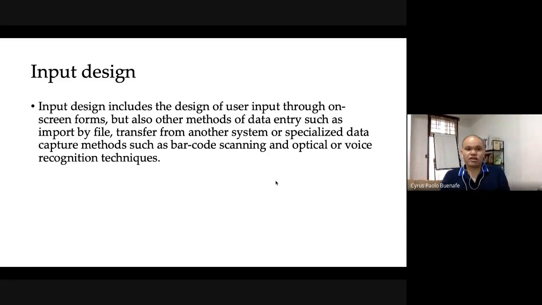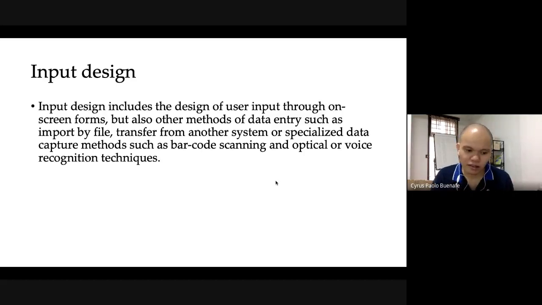Okay, input design. Input design includes the design of user input through forms, but also other methods of data entry such as import by file. So if we're just going to import files, or transfer from one system, or specialized data capture methods such as barcode scanning or optical or voice recognition techniques. There are many ways. At least designing your forms can be an important factor in your input design. Input design is a very specific design, specifically for input, but it is also considered part of your UI design as well.